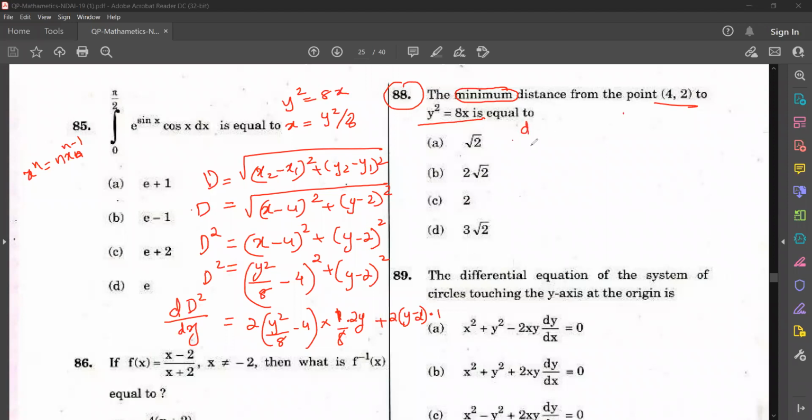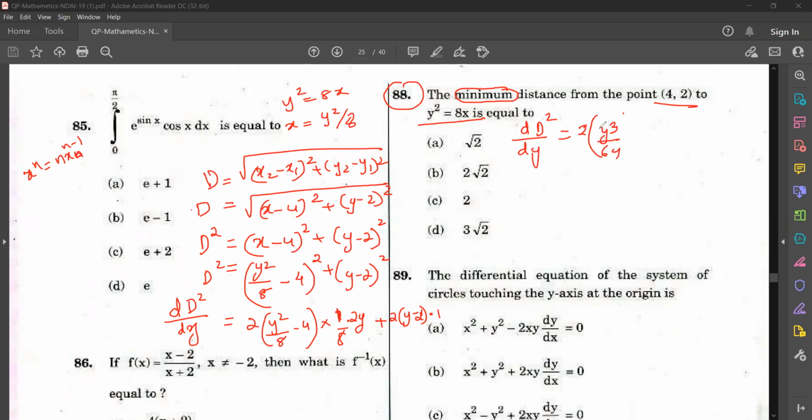So I got d by dy of d square as 2 into 2, that will become 4, isn't it? Or we'll do one thing, we'll cancel whatever can be cancelled. So y square into y becomes y cube, then 8 times 8, so that is y cube by 64.